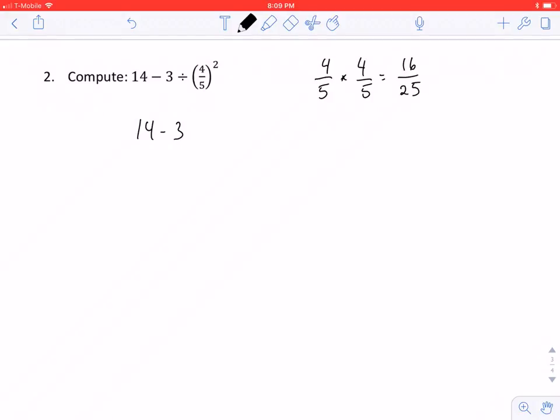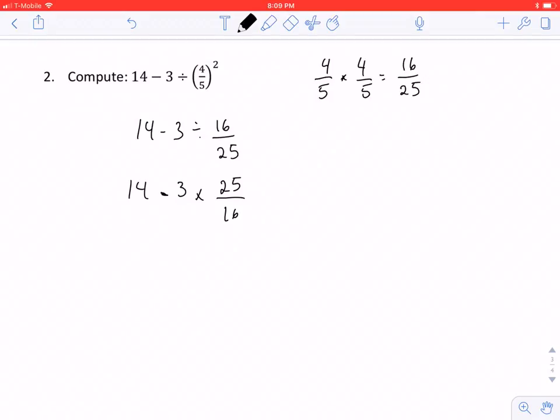We're gonna rewrite the whole thing. 14 minus 3 divided by 16 over 25. Now we need to do the division. We know that in order to complete the division, we need to find the reciprocal of the divisor. The reciprocal of 16 over 25 will be 25 over 16. When we find our reciprocal, the operation that was a division will become a multiplication. And now we have 14 minus 3 times 25 over 16.